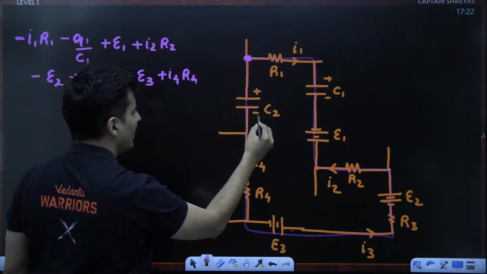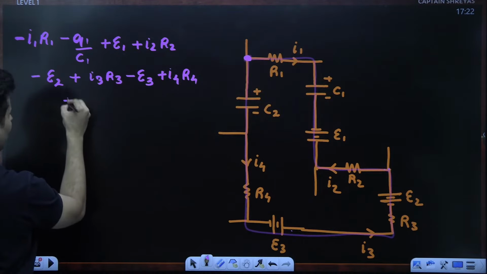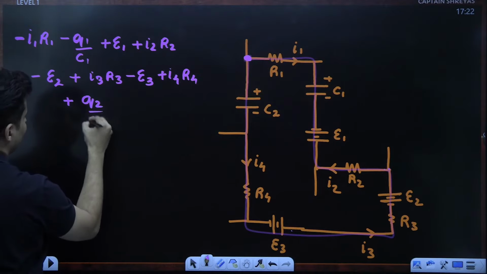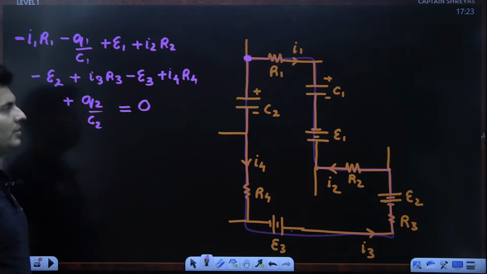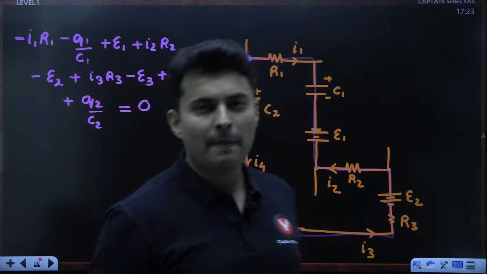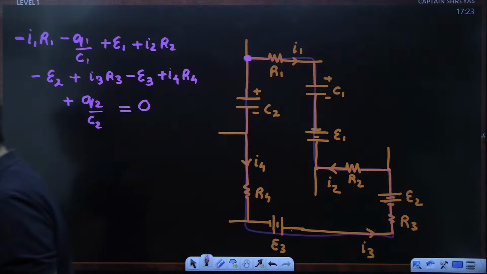And finally, this capacitor, this is negative to positive, so it's a jump. So it should be plus Q2 by C2. And finally, I come back to the same point. Hence, the final answer should be a big fat 0. That's how it is. Is that clear, my dear warriors?